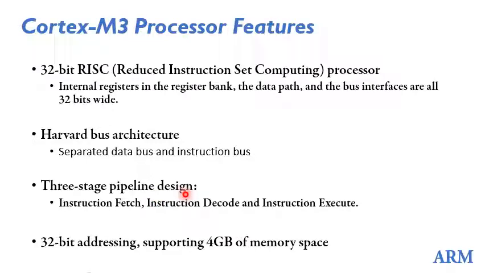The pipeline consists of three stages: instruction fetch, instruction decode and instruction execute. Next, it is a 32-bit addressing supporting 4 GB of memory space. So the address bus is also 32-bit in Cortex M3, and it supports 4 GB memory space.